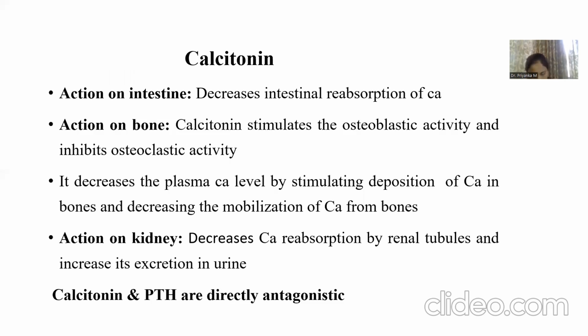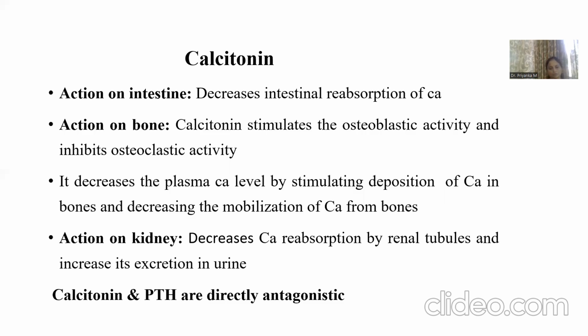So how does it decrease the calcium level? Acting on intestine, what is the role of calcitonin? It decreases the intestinal reabsorption of calcium. Then the role of calcitonin on bone. Here calcitonin stimulates the osteoblastic activity and inhibits osteoclastic activity. That means calcitonin helps in mineralization of bone. Whatever calcium is present in plasma is taken up by the bones. So bone mineralization, that is osteoblastic activity, and it inhibits osteoclasts.